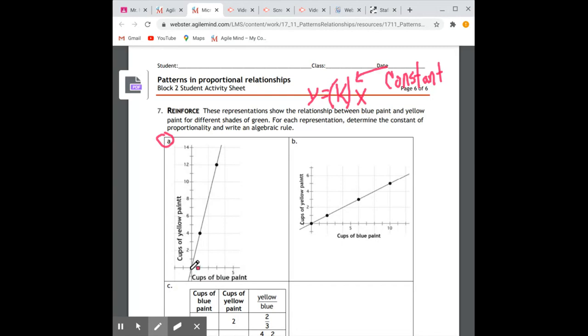Okay, well, let's look at this. It's going 1 to the right, and then it goes up how many? 4. Correct. So what does the constant of proportionality have to be? 1 cup of blue and 4 cups of yellow paint. Correct. So every time we go over 1, we're going up 4. Since that's the case, the constant of proportionality has to equal what?